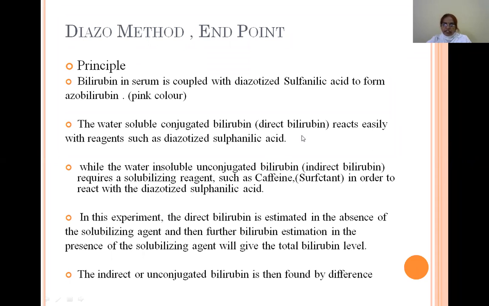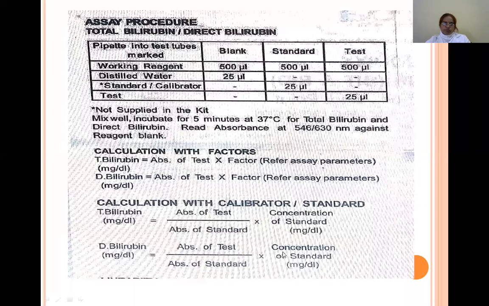Direct bilirubin reacts easily with diazotized sulfonic acid, but unconjugated bilirubin, that is indirect bilirubin, does not directly react with it. It requires the solubilizing reagent. In this experiment, the direct bilirubin is estimated in the absence of solubilizing agent, and then bilirubin estimation in the presence of solubilizing agent gives the total bilirubin. The indirect or unconjugated bilirubin is then found by the difference. So here is the procedure.